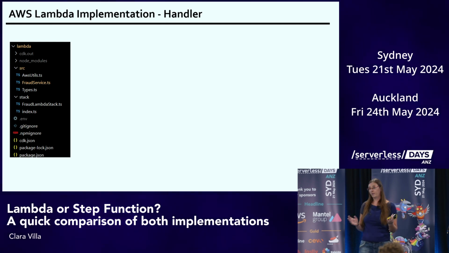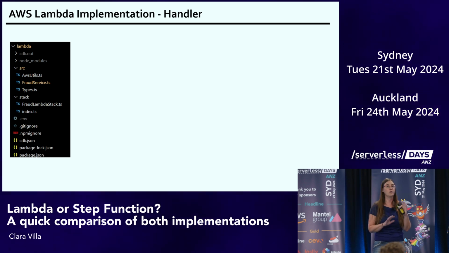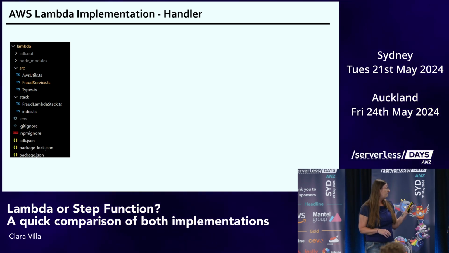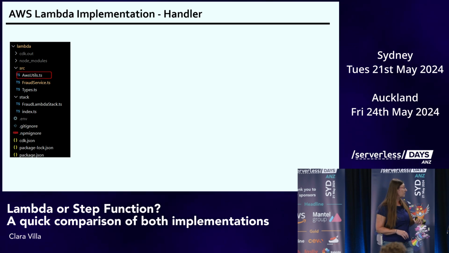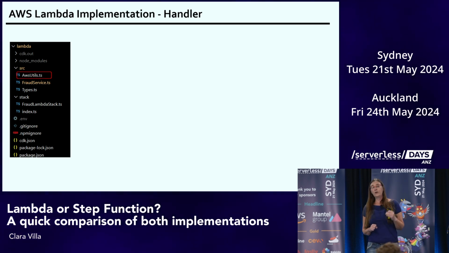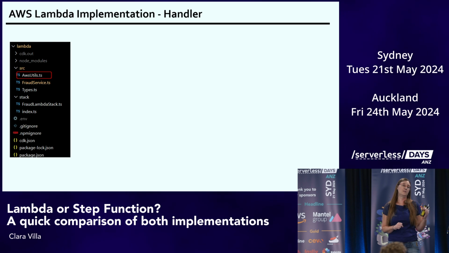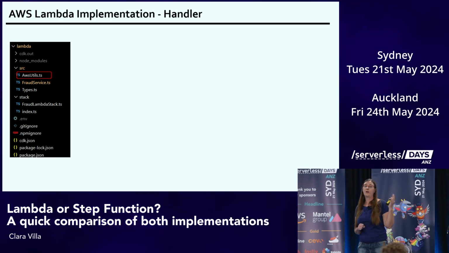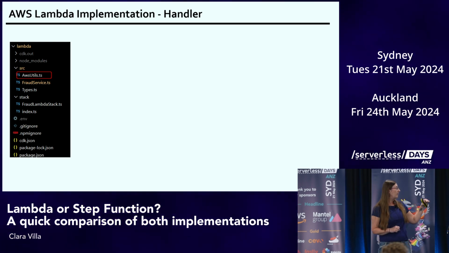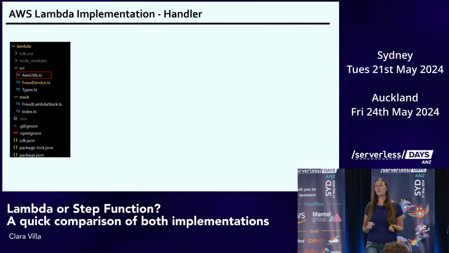If we look into the code, we say the handler is going to handle everything. Depending on your code preferences, you can stick everything in one file. You can have multiple files. You can import your function, whatever you like. For myself today, I decided to create a tiny AWS util file where I create all my SDK client and I interact with Dynamo and the event bus. And then I keep my fraud service file for the main logic of my handler.